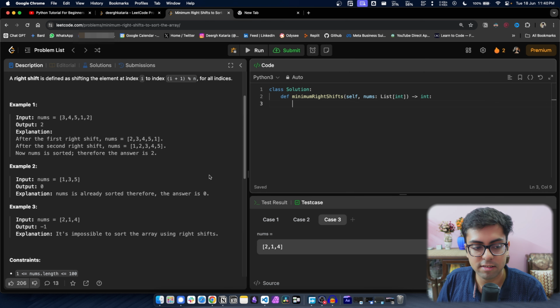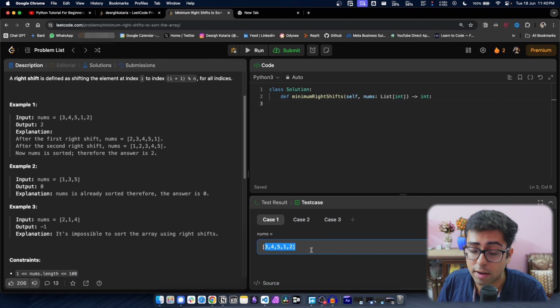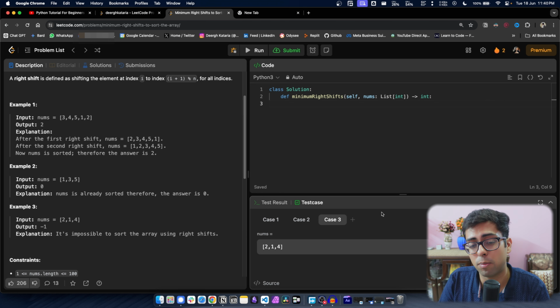It shows the test cases. Test cases are basically the very example that it showed you in the description. That's case one, exact question, 3 4 5 1 2, you can see over here as well. Then case 2 and case 3, you have to run these basic 3 test cases. Other than that, there are going to be a lot of other test cases as well.